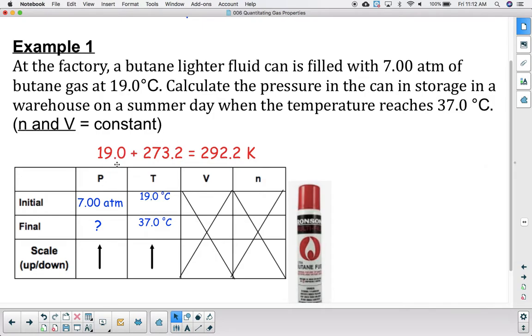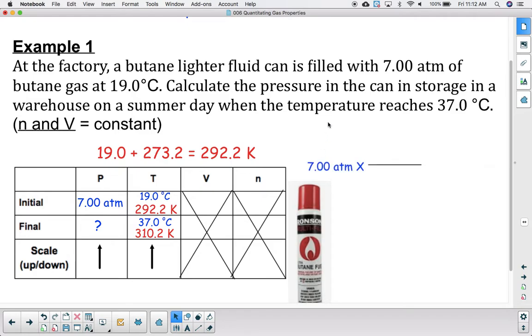To get our 19.0 degrees into Kelvin, we have to add the 273.2 that we added in class to move the origin back to 0 again, and we end up with 292.2 Kelvin. So I'm going to replace the Celsius temperature with the Kelvin temperature. I'll add 273.2 to the 37 degrees as well, and I have 310.2 Kelvin.